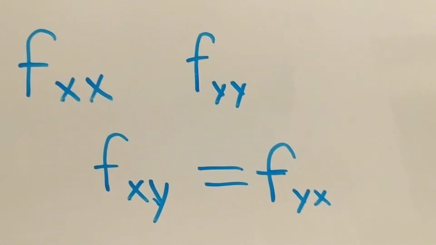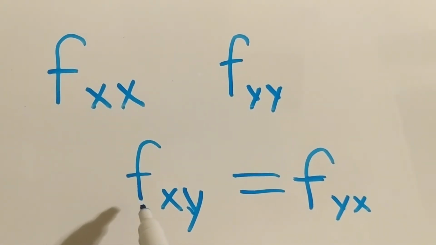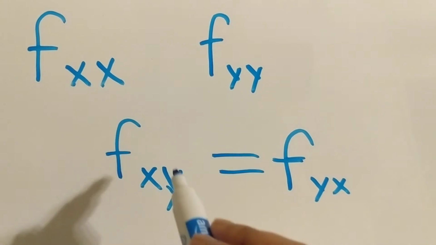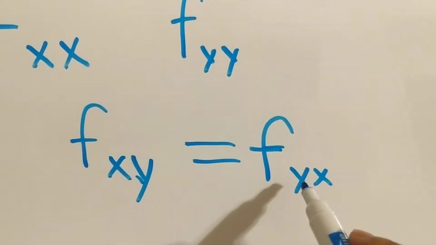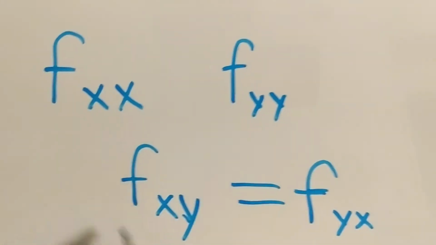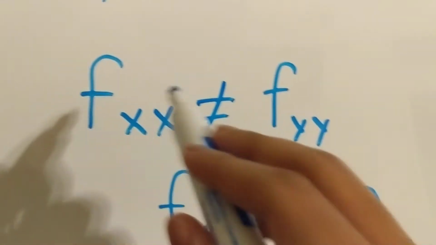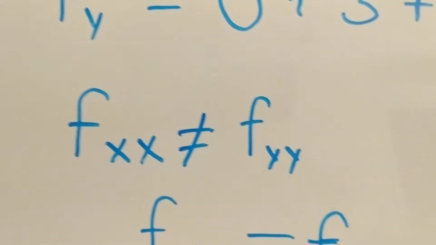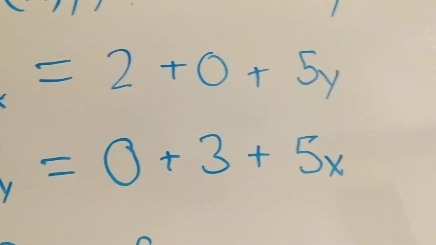I don't remember the theorem's name off the top of my head, but there is a theorem that states that f of xy, the partial derivative with respect to x and then to y, is the same as with respect to y and then with respect to x. So the order here doesn't matter, but these two are not equal. So if you do xx and yy, they will not necessarily be equal. But if you actually test it out here, they will end up being equal.